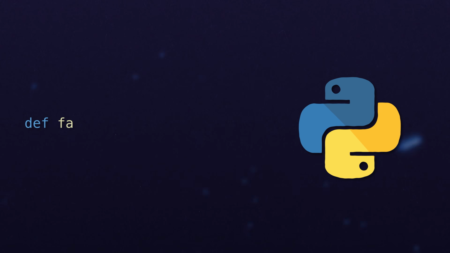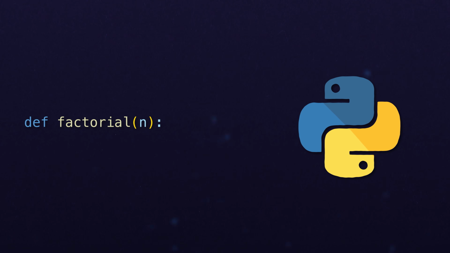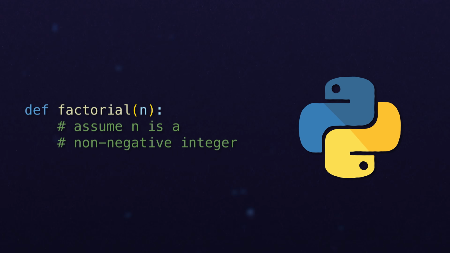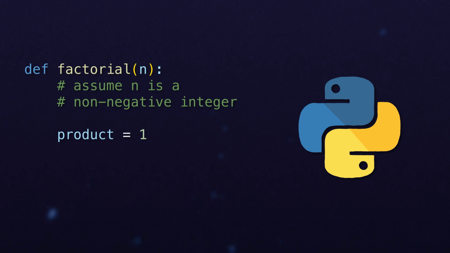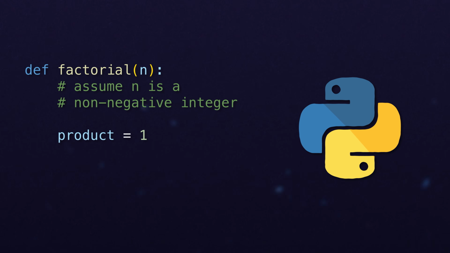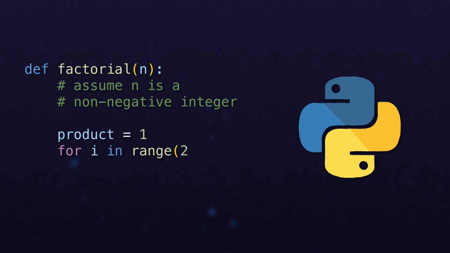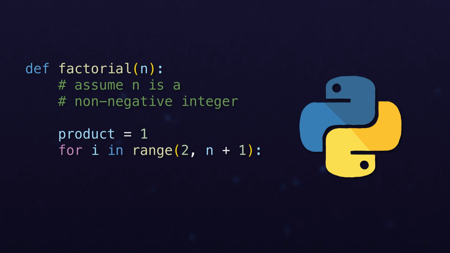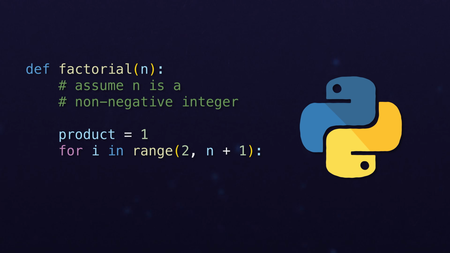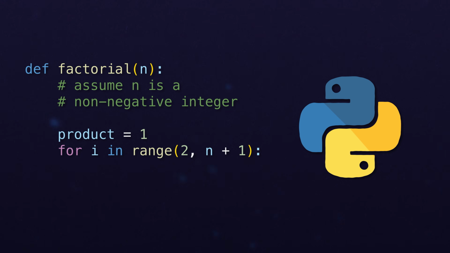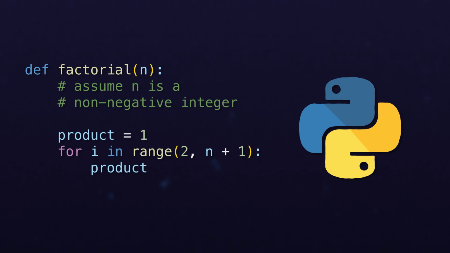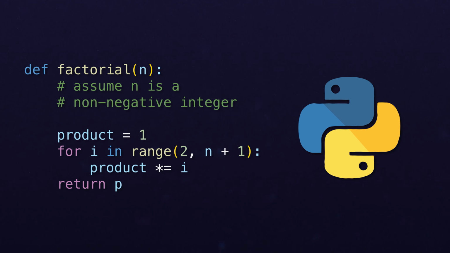We can define a new function called factorial that takes the number as input. We'll just call it n. Then we keep track of a product. We'll start at 1 because remember, both 0 and 1 factorial are 1, so that makes sense. And then for i in range 2 to n plus 1, or in other words, for every number from 2 up to n, because n plus 1 is exclusive, we'll multiply the product by that number. And then when we're done, we return the product.